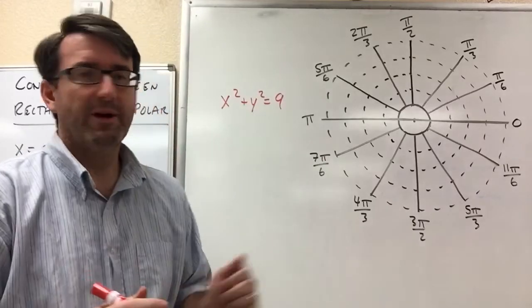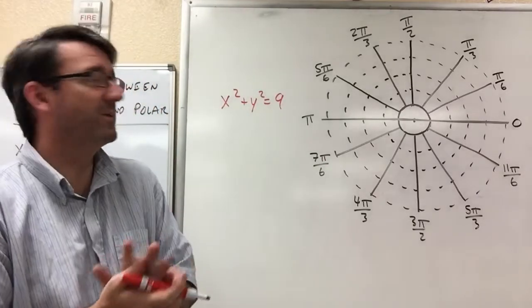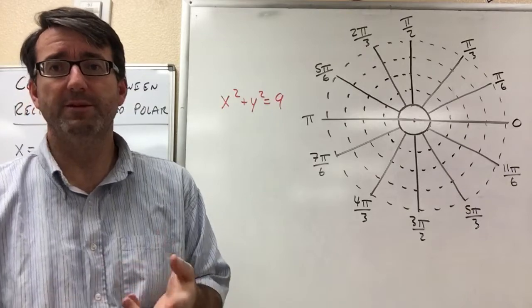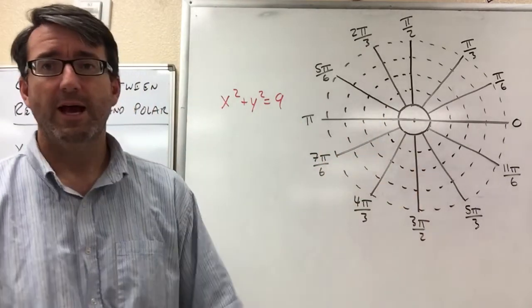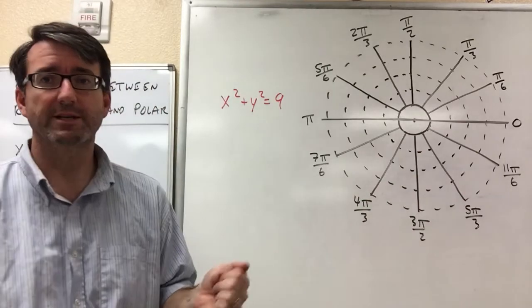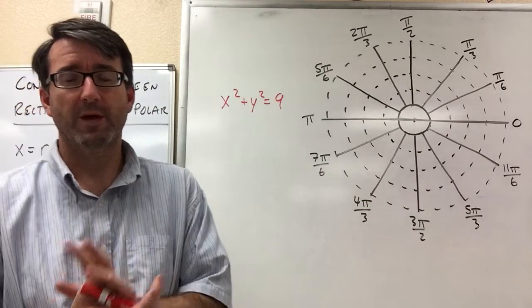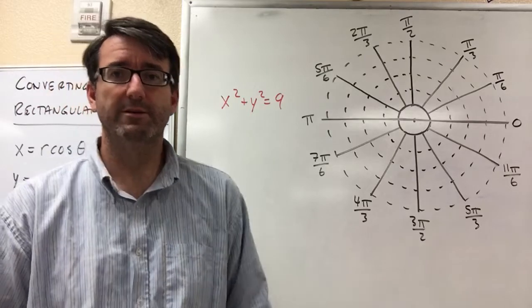All right, number 5, we're given this equation, x squared plus y squared equals 9. And we're asked to do two things: to graph this equation on this polar graph and to convert this equation into polar form. So there's a couple ways that we could do this.